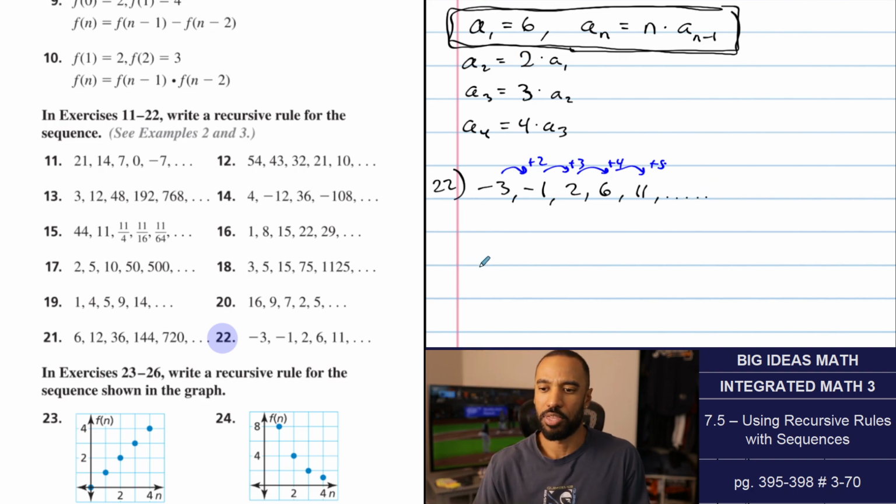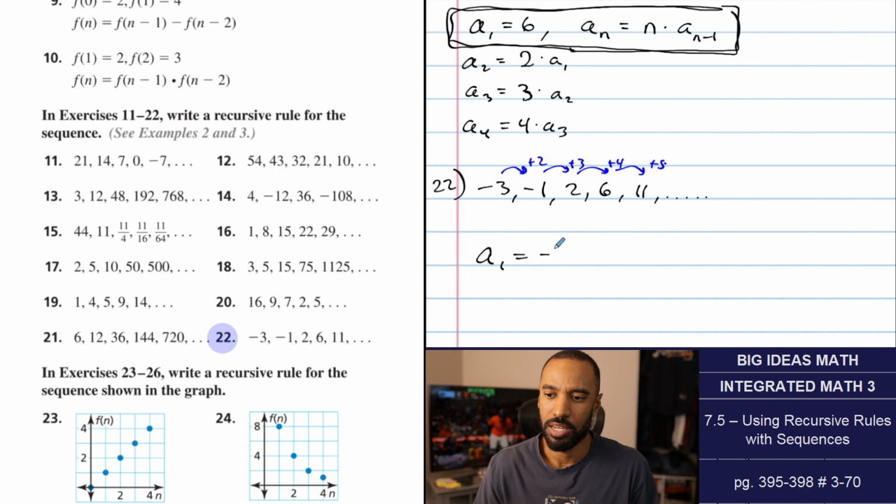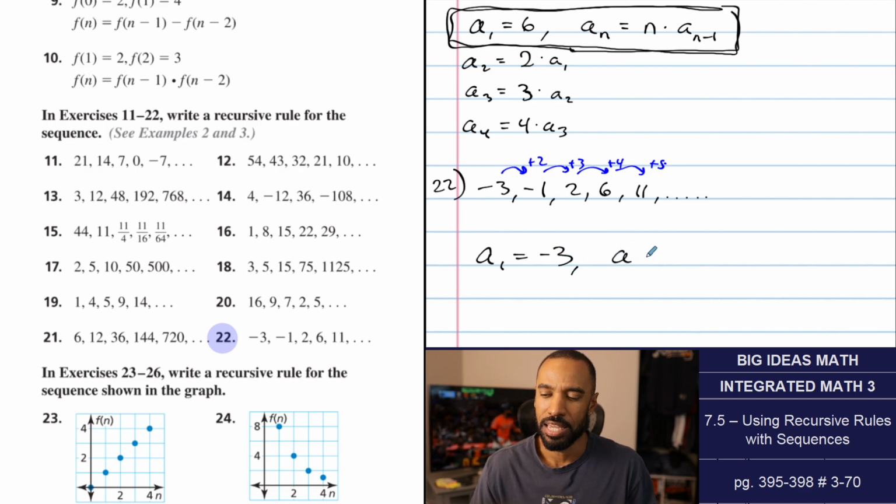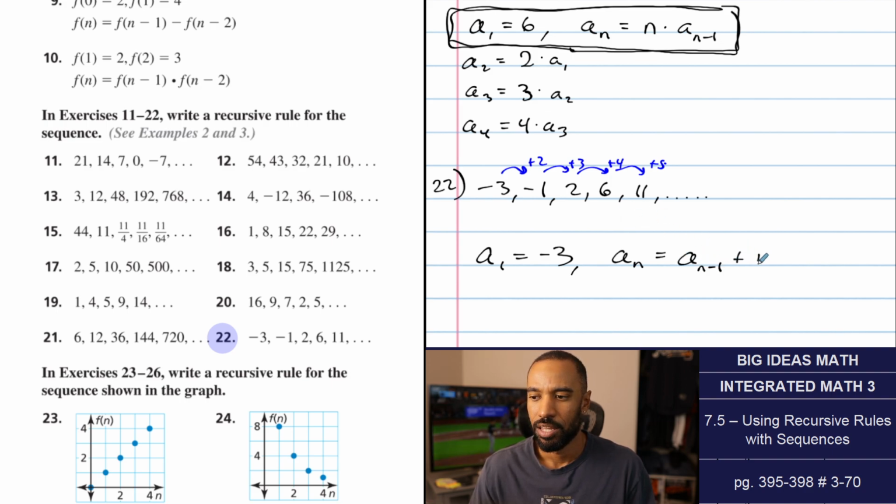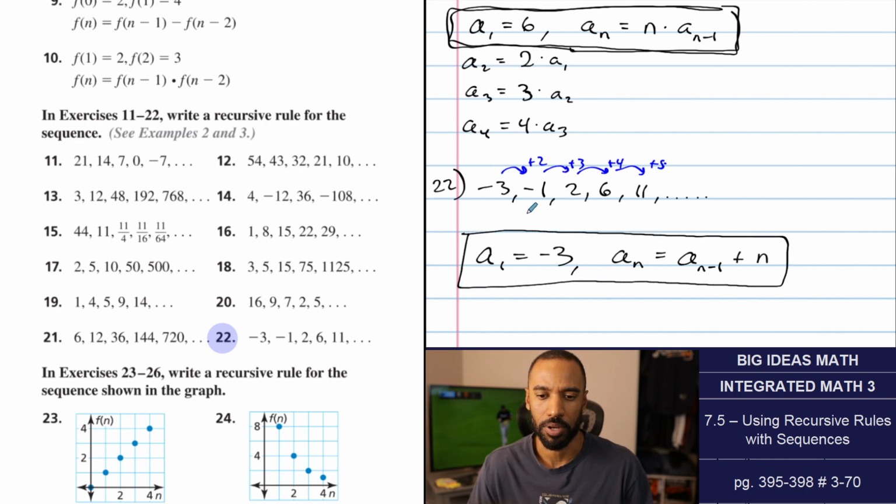So, we can do the same thing here. The first term is -3, and then the next term takes the previous term, and it's adding the term's position. So, the second term needs to add 2 to it. The third term needs to add 3 to it, etc. from the previous term, starting from -3. That's where I'm going with those.